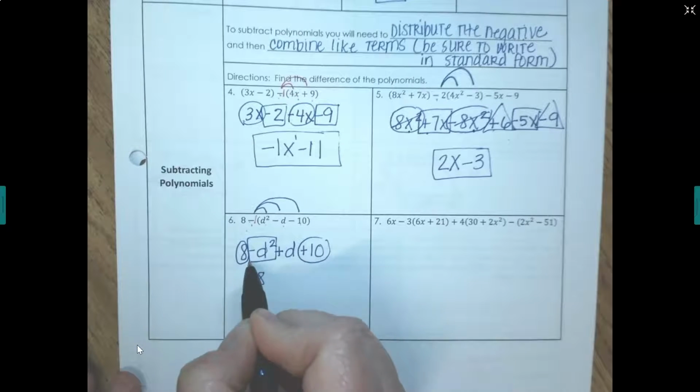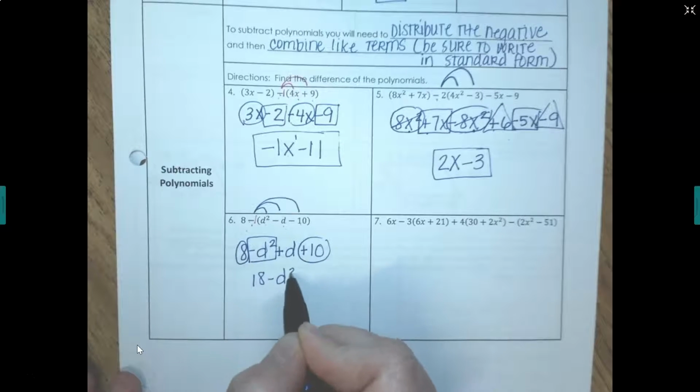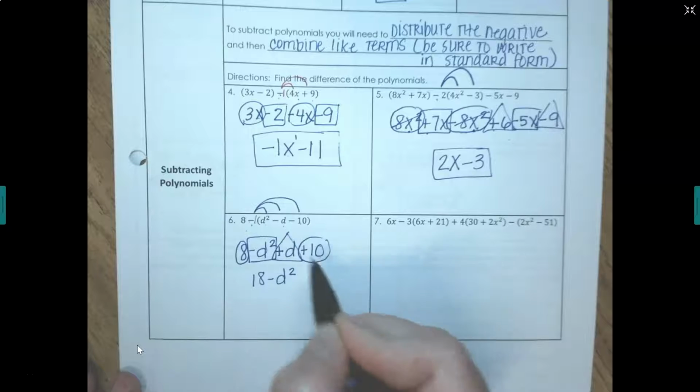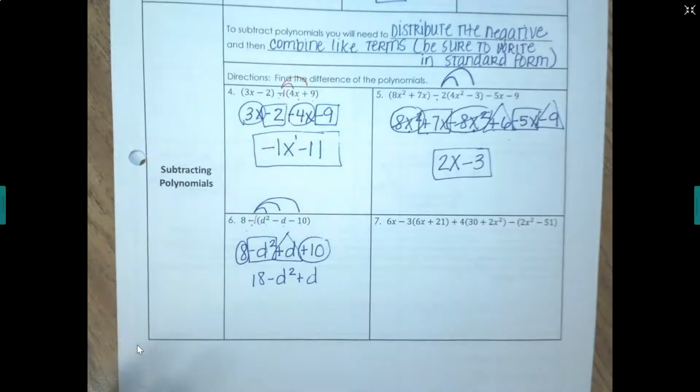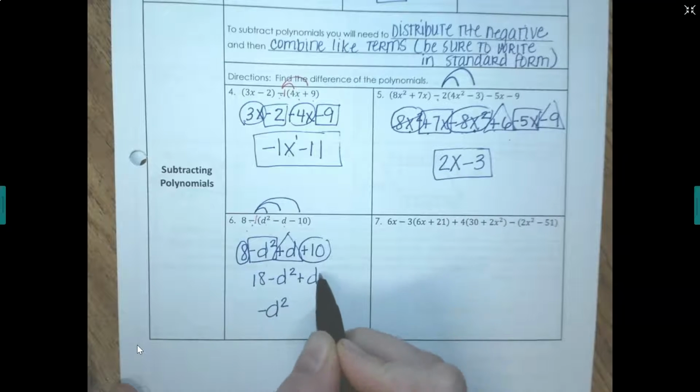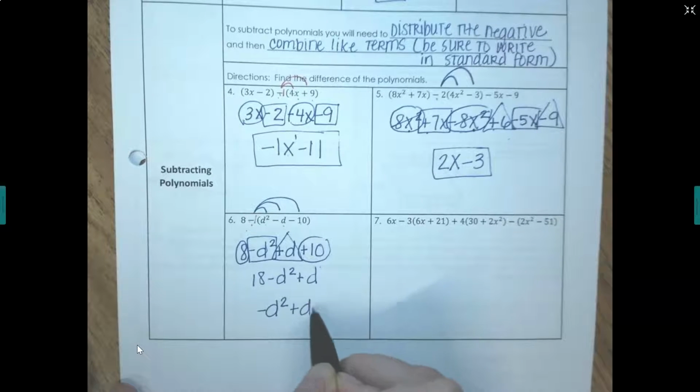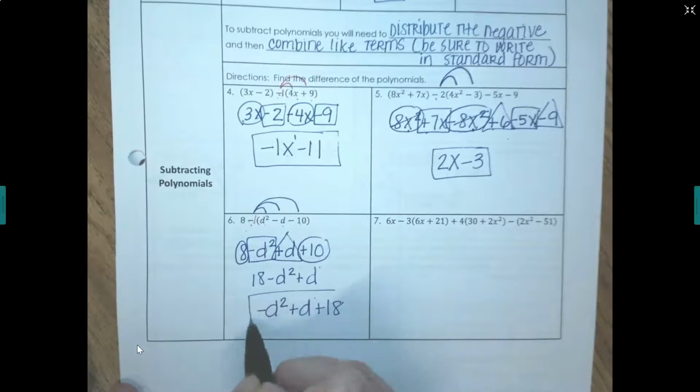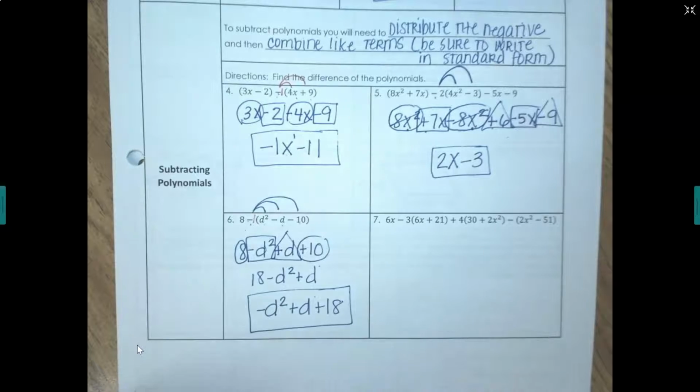I have a negative d squared that doesn't match with anything else. And then I have a positive d that doesn't match with anything else. Your last step is to look for standard form. Largest exponent to smallest. The largest exponent on a variable is right here in the middle with negative d squared. The next biggest is d to the first. That's a positive, so positive d. And then that's a positive 18. That is your final answer on that one. Okay, so we took the negative sign and distributed into the parentheses that it followed.